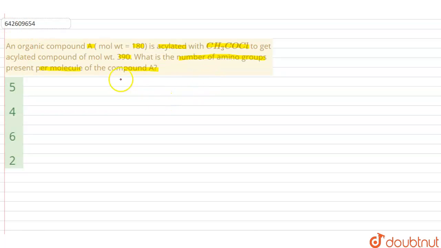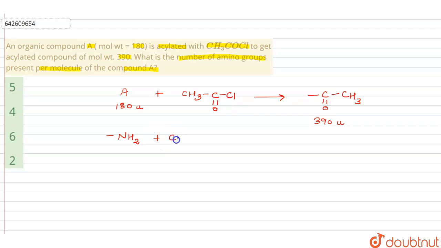Now, as you can understand from this question, we have a compound A whose molecular weight is 180 units. And that has been acylated with the help of CH3COCl, and we get an acylated compound. So we can understand that it's going to be acylated in this manner, and the weight becomes 390. Now, the question is, what is the number of amino groups, which actually indicates that there is an amino group attached on this A compound which is going to get acylated?